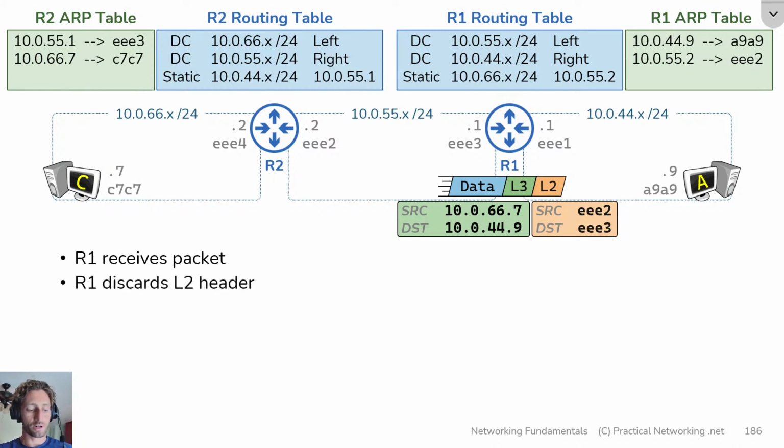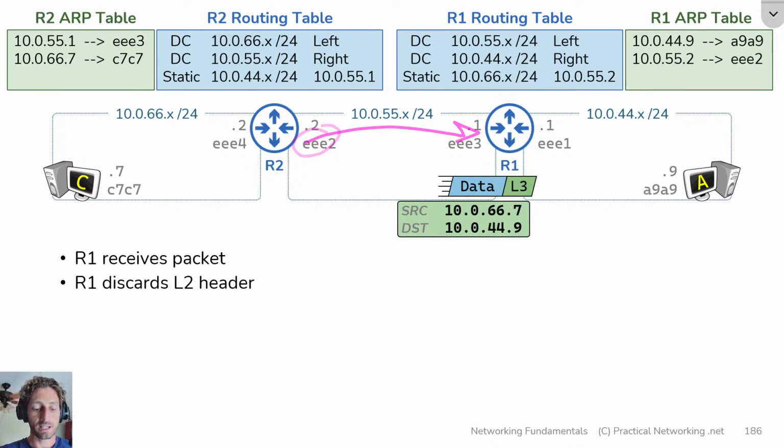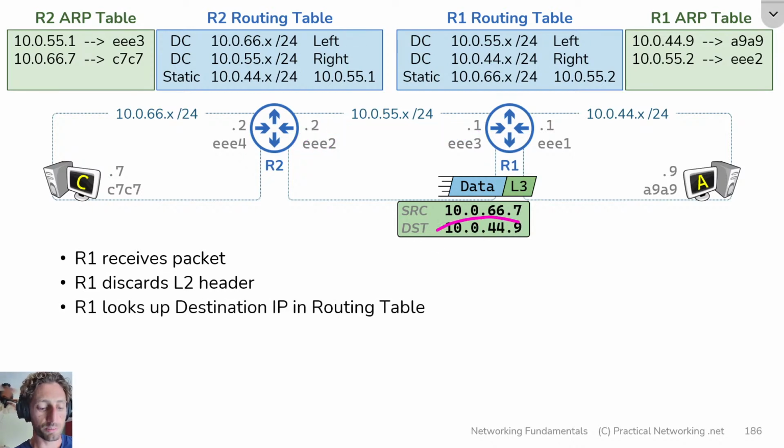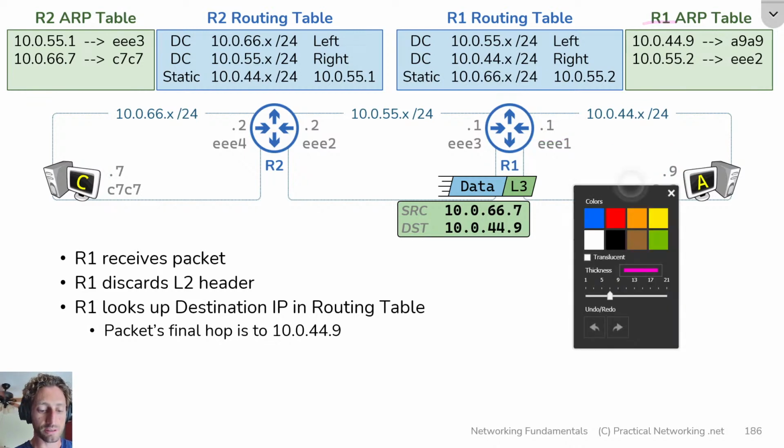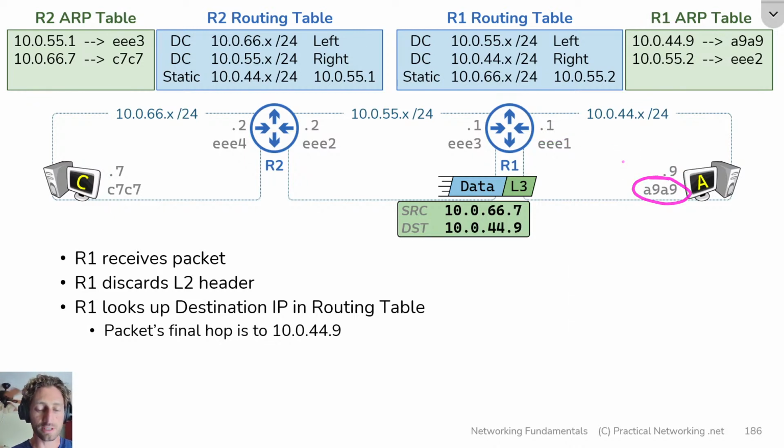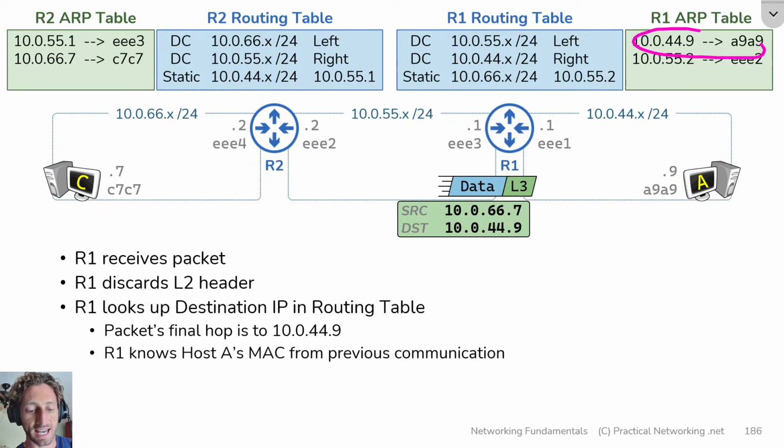When R1 gets it, R1 is going to discard the layer 2 header. Again, it was only there to do this hop. R1 is then going to look up the destination IP address, 10.0.44.9. It's going to determine that that should go out the right interface. And since it's delivering something out a directly connected network, it knows that the next hop is actually the final hop before it gets to the final destination. R1 knows the MAC address for host A because it had it from earlier.